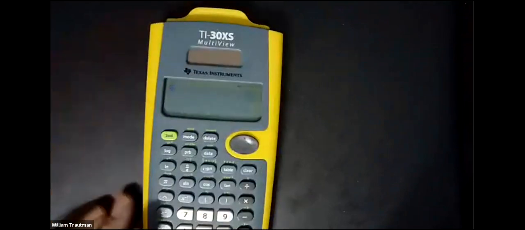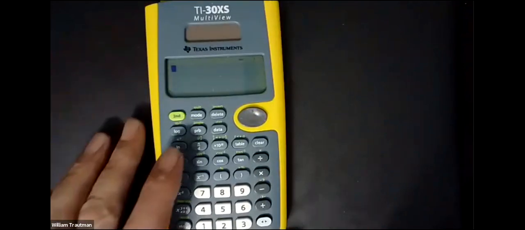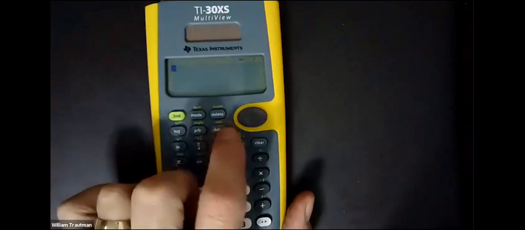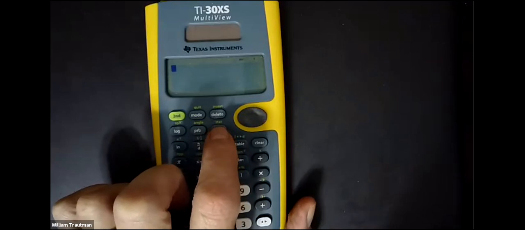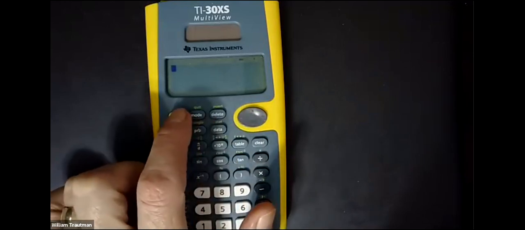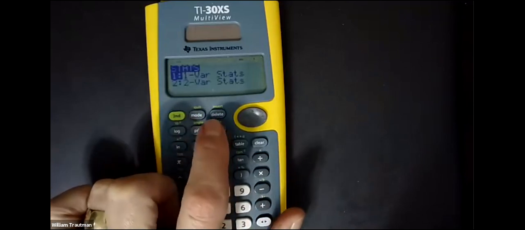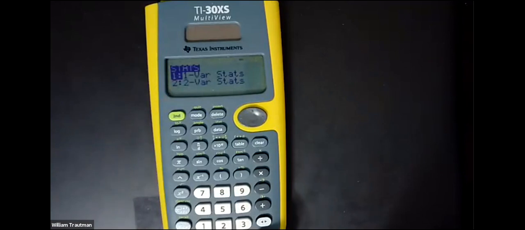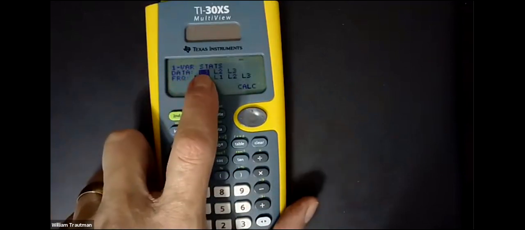Once you type them all into list 1, I'm going to turn it off and then back on, so we can see where we're going to go. In data, if you look in green right above the data button, it says stat. So to get to stat, the green part, you have to hit second data, which is stat. And then we're going to type in number 1 var stats. Hit enter for 1 var stats. Our data was in L1.